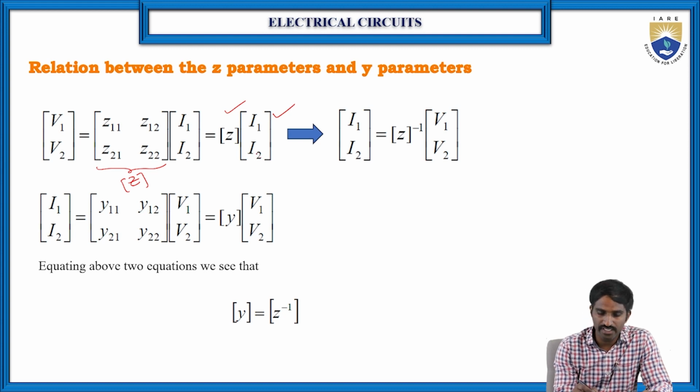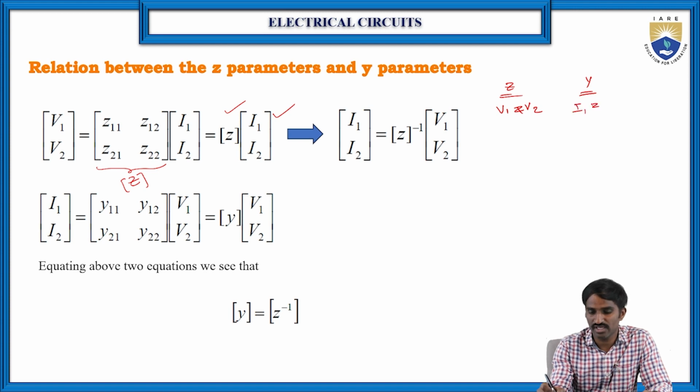As we know, in the case of Z parameters, the voltage equations V1 and V2 are in terms of I1 and I2, but in the case of Y parameters, the current equations I1 and I2 are in terms of V1 and V2. That's why from the Z parameters, I am trying to find the I1 and I2 values so that we can equate them with the actual Y parameter I1 and I2 equations.